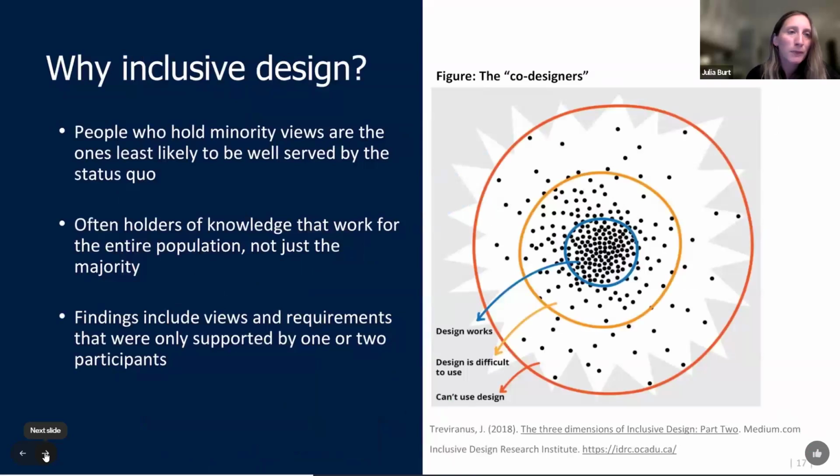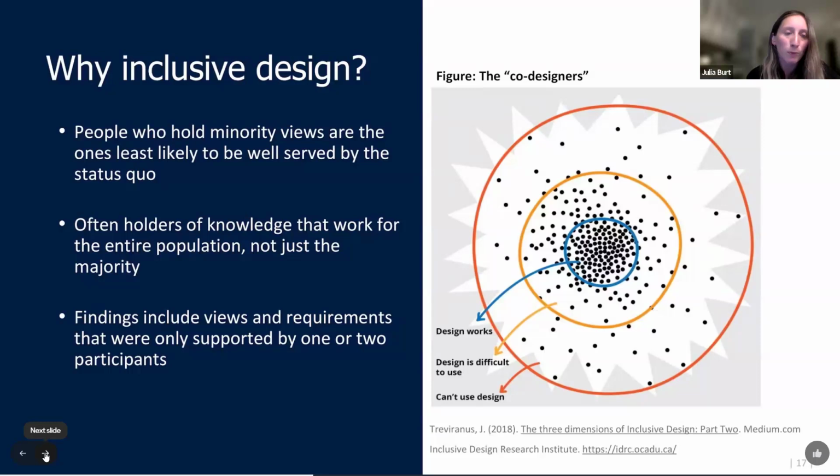So for those who aren't familiar with inclusive design, we know that people who hold minority views are the ones who are least likely to be well served by the status quo. But they're also often the holders of knowledge that is essential to design processes, policies, procedures that work for everyone in the population, not just the majority.